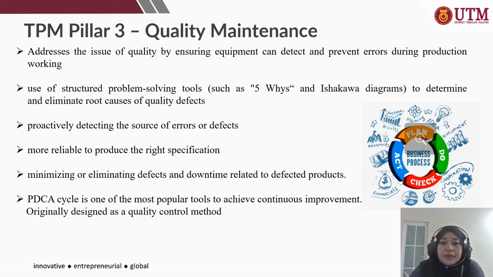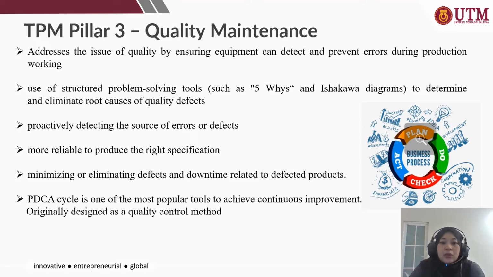So by detecting the errors, processes become more reliable to produce the right specifications the first time, and this can reduce the cost of poor quality. So this quality aspect is very important for maintenance, because it helps in preventing defects from moving down the equipment in the process lines, and also can reduce a lot of rework. So by using the structured problem solving tools, it can proactively detect the source of errors and defects.